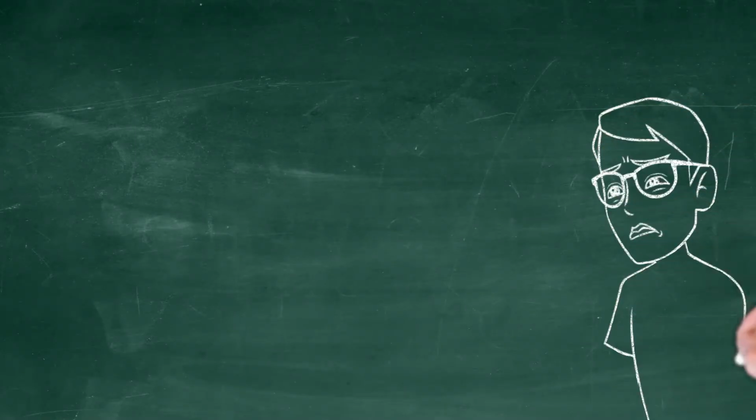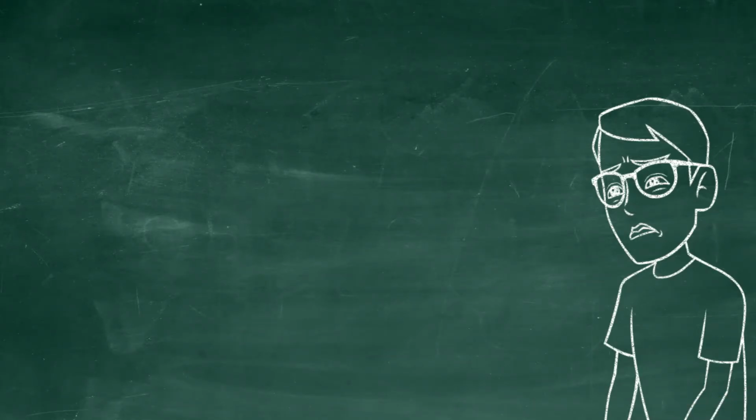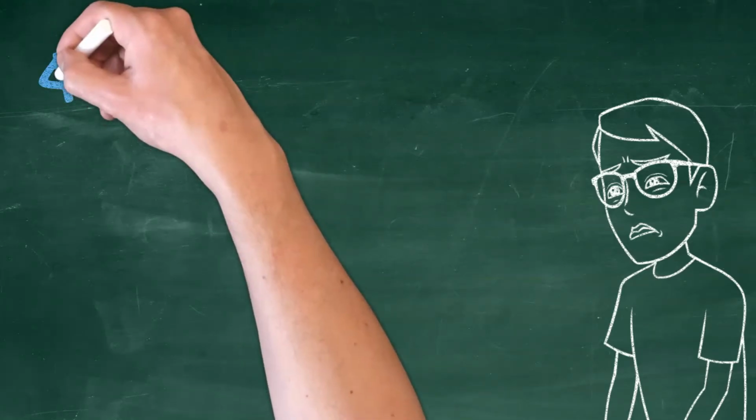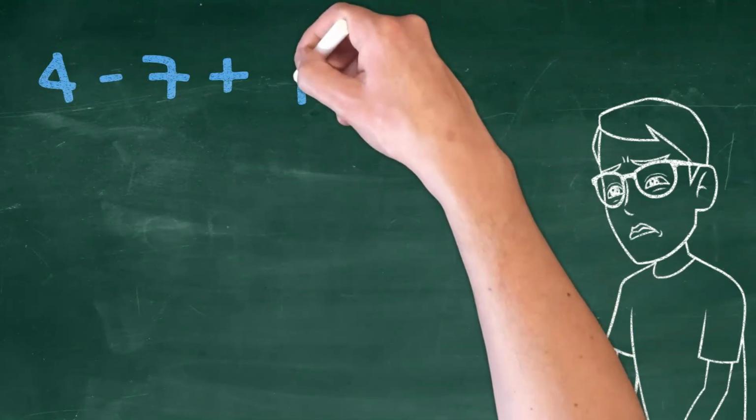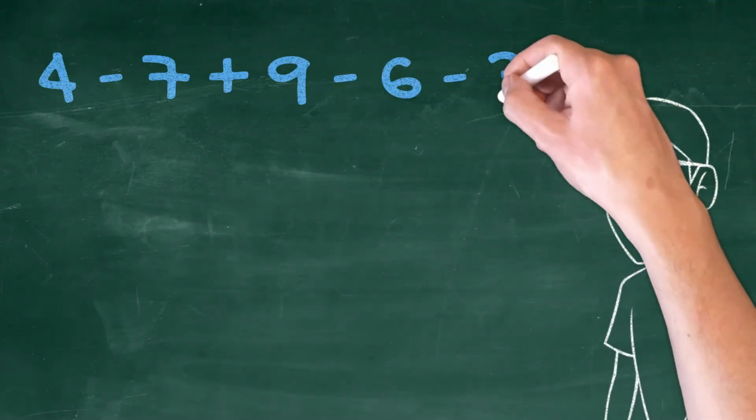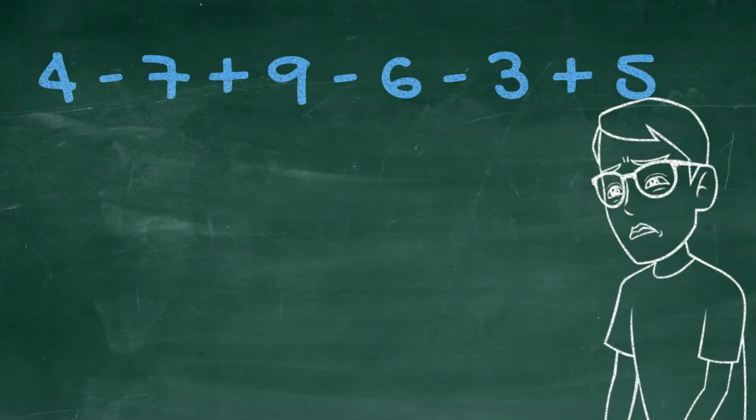I know this may seem like a challenge right now, but with practice it gets easier. Let's look at one more example. What if we have more than 2 or 3 numbers with mixed signs? We'll take the expression 4 minus 7 plus 9 minus 6 minus 3 plus 5. It's not pretty to look at right now, but I can show you an easy way to handle this.